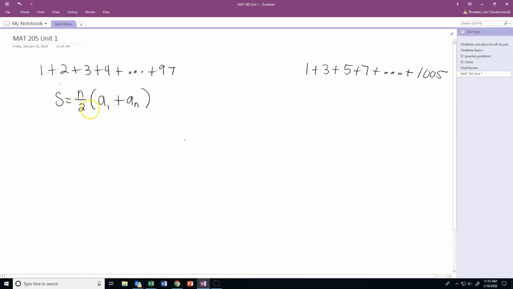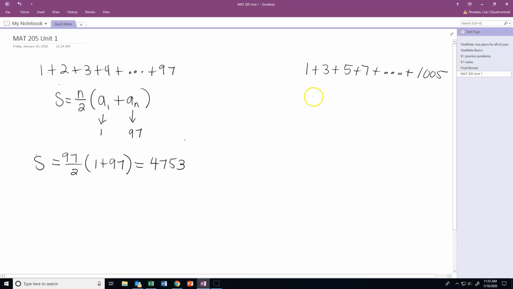So in this particular problem, A1 is 1. AN is 97, and then we need to find out how many terms there are starting with 1 and ending with 97, which would be 97. So I would set this up as 97 over 2, 1 plus 97, and this will give me the sum, which is 4,753.